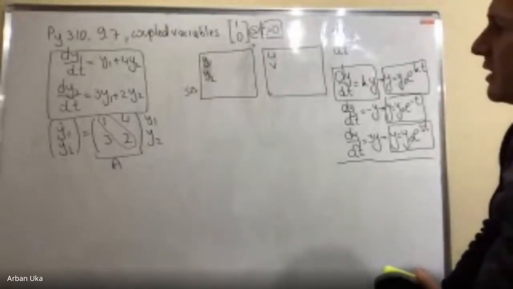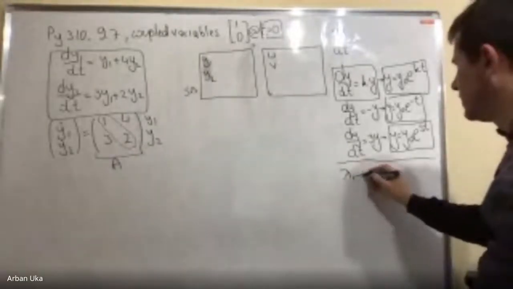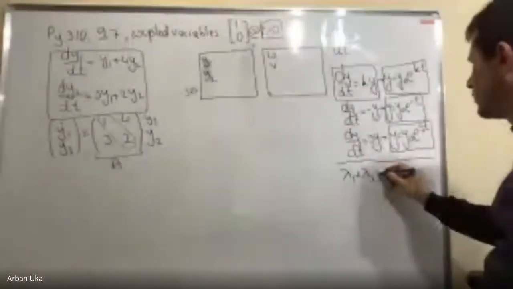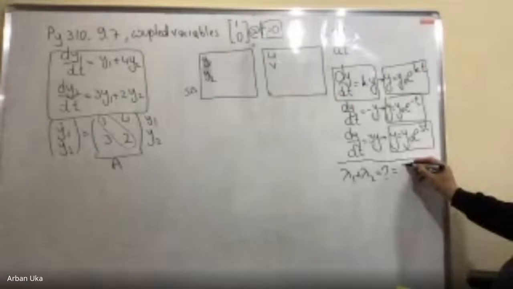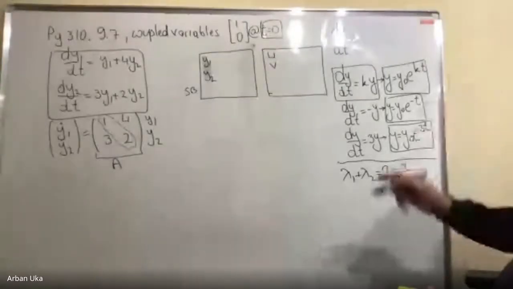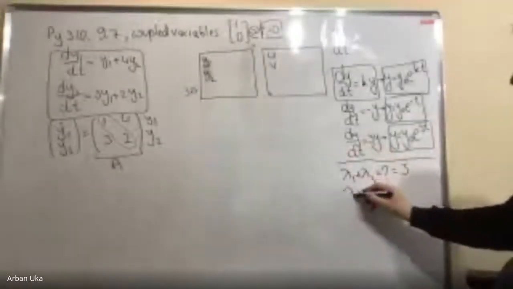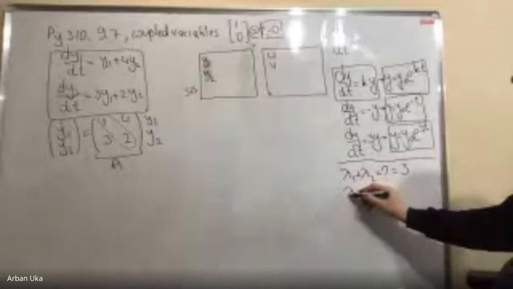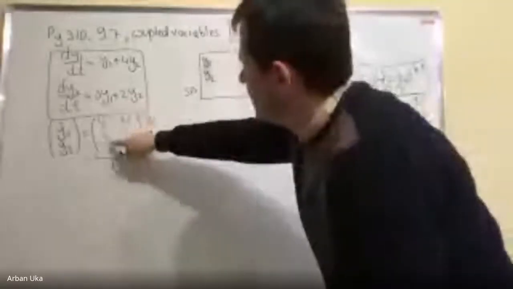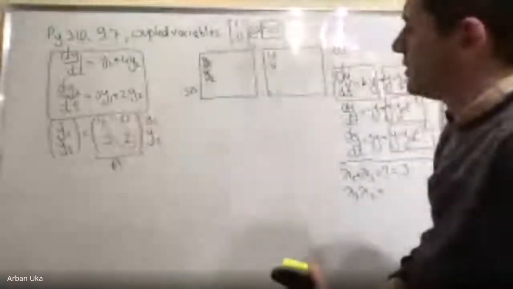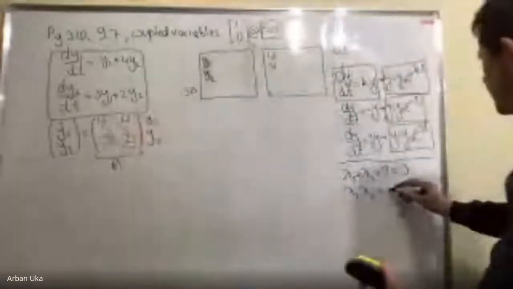How can we get it? Let's see that lambda 1 plus lambda 2 is equal to what? Who can help us here? It should be equal to 3 because they are equal to the trace of that matrix. And then lambda 1 times lambda 2 should be equal to the determinant. What is the determinant? 2 minus 12. It's minus 10, right?